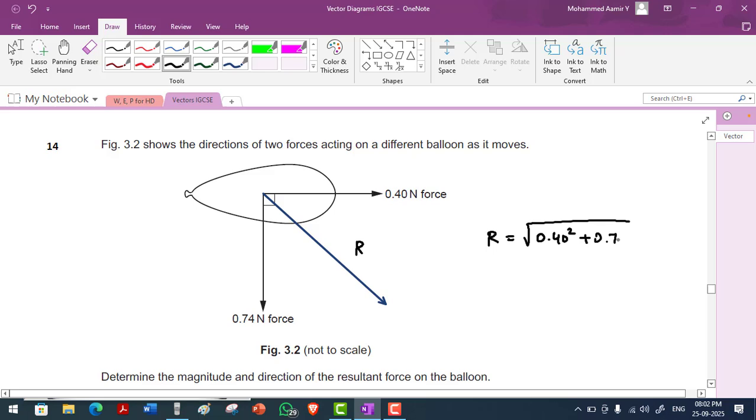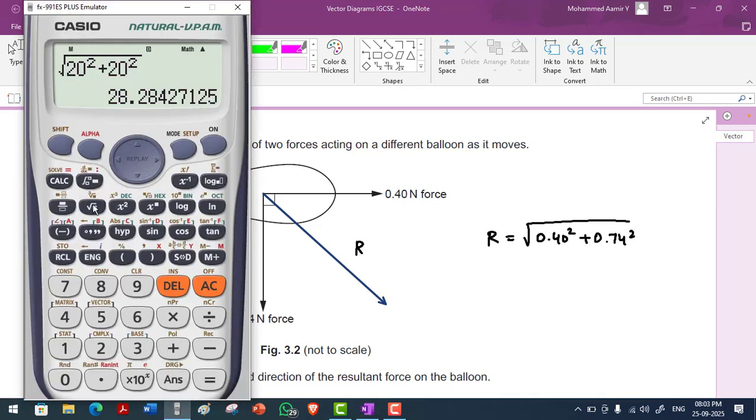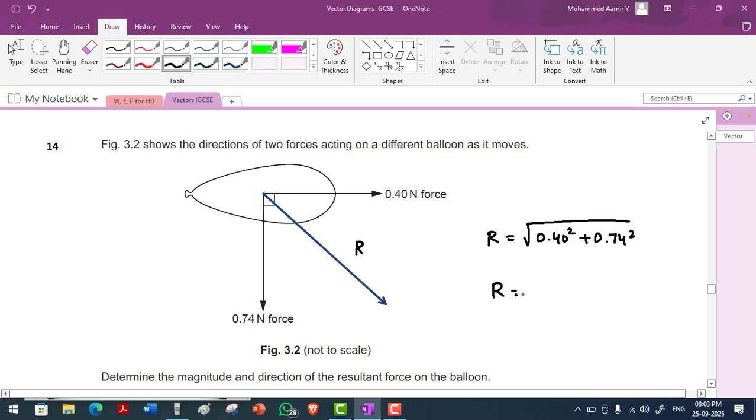So 0.74. Fine. Now if we take the calculator, 0.40 square plus 0.74 the whole square. If I do that, I'm getting 0.84. Make sure that it is according to the significant figures given in the question. So this is the result.